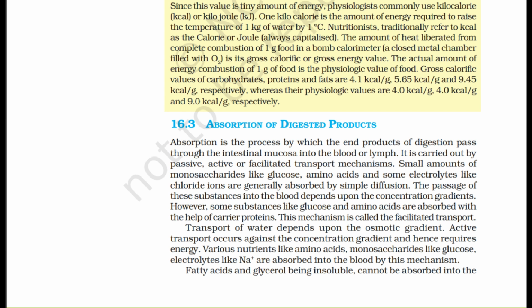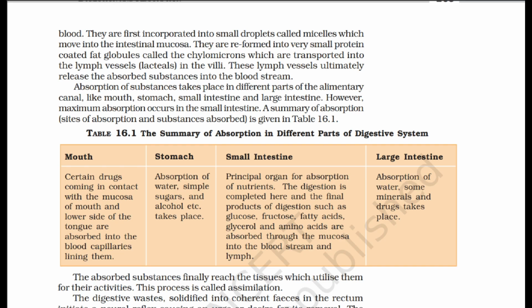Fatty acids and glycerol, being insoluble, cannot be absorbed into the blood. They are first incorporated into small droplets called micelles, which move into the intestinal mucosa. There they are reformed into very small protein-coated fat globules called chylomicrons, which are transported into the lymph vessels, lacteals, in the villi.